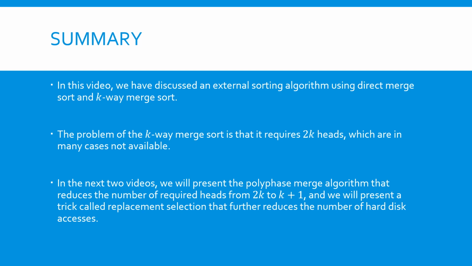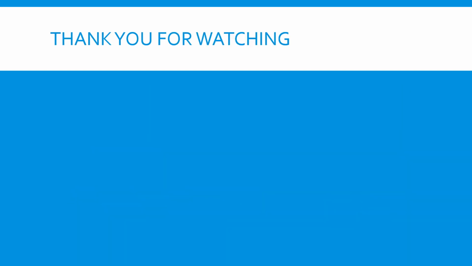In summary, we have presented the basic notion of external sorting and a naive algorithm based on merge sort. We have also discussed the multi-way merge trick that can reduce the number of context switches. However, a remaining problem is that for the k-way merge strategy, we will need 2k heads, which could trigger unexpected overhead. In the next video, we'll present the polyphase merge algorithm that reduces the number of required heads from 2k to k plus 1. Thank you for watching, and see you next time.